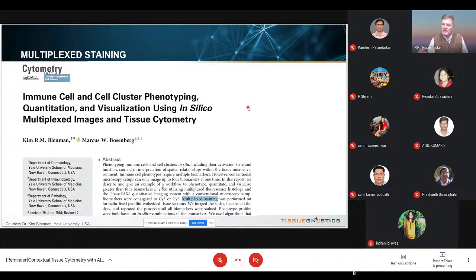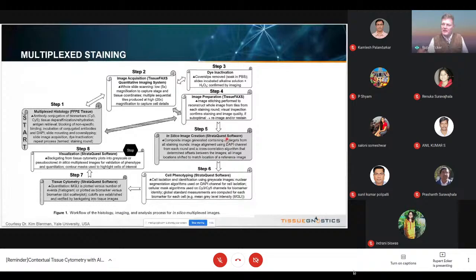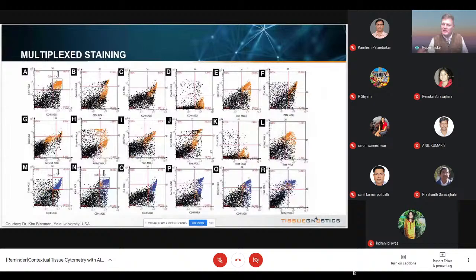In this publication from Yale University, this process has been described using our TissueFAXS platform and StrataQuest software for this registration and cross-correlation, and then obtaining a very detailed analysis on the single cell level. We see here that CD4, Ki-67, granzyme B, interleukin-6, FOXP3, and other markers have been quantified, but the cells that you see here in all the figures from A to L are always the same cell population on the same tissue section, right? With some 10 markers stained, not simultaneously, but in a cyclic way using this multiplexing approach.